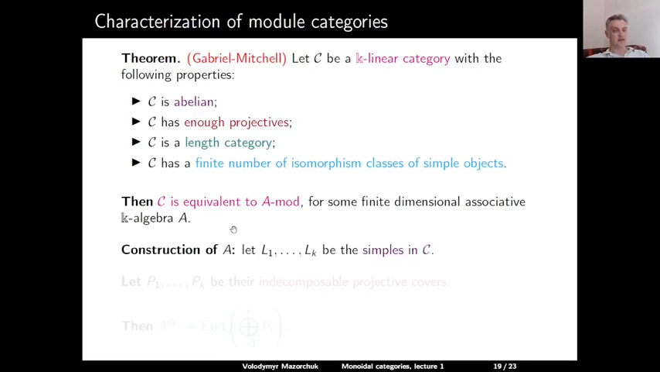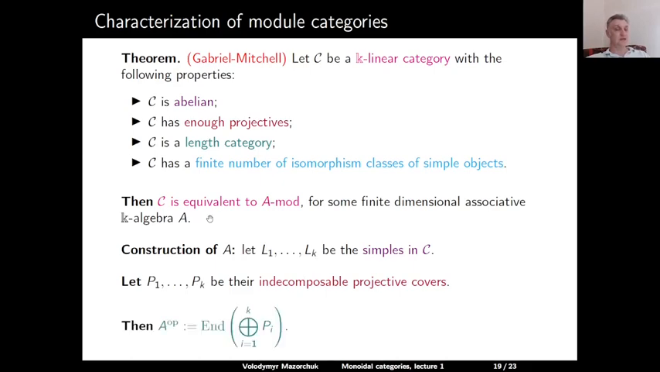To construct this algebra, let L1 and so on Lk be the finite complete list of simple objects in C, or of representatives of isomorphism classes of simple objects in C. Since C has enough projectives, we can then take the projective covers P1 and so on Pk of these simple objects. Then the algebra A is constructed as the opposite of the endomorphism algebra of the direct sum of these indecomposable projective objects.